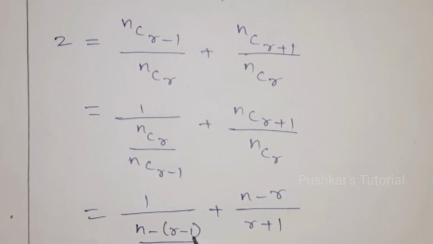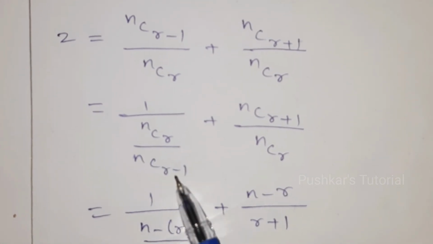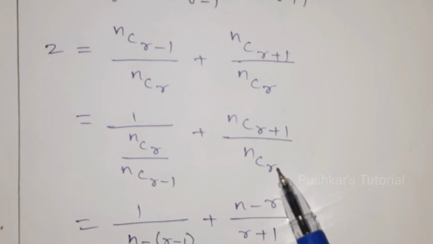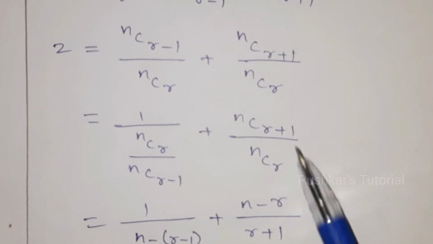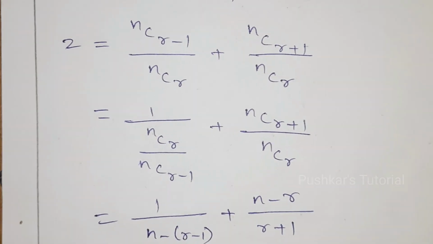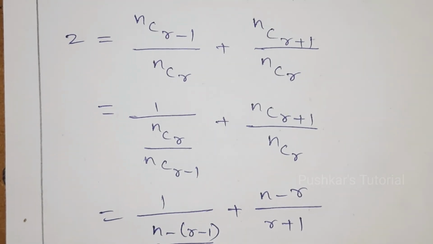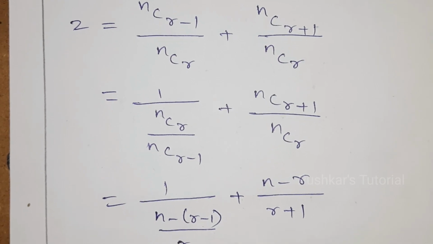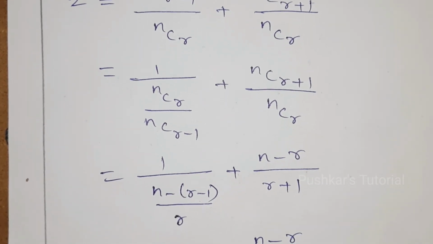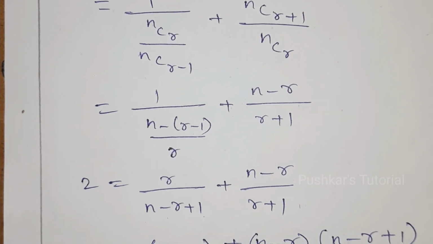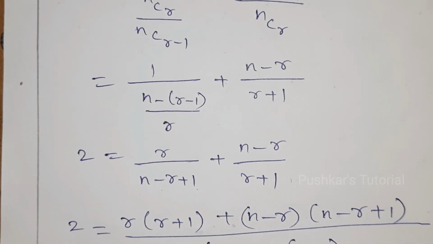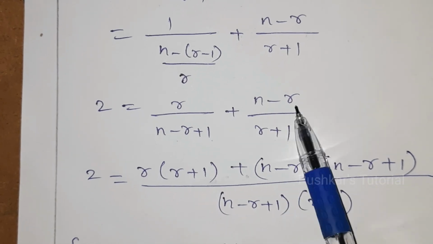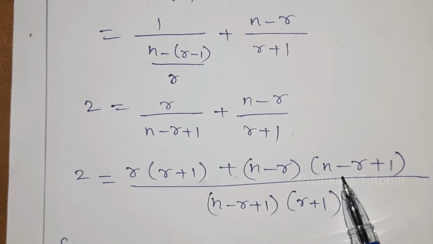So, by formula application, n minus r minus 1, the numerator will be the denominator, by r. Here also n minus, and the numerator will be the denominator. So the denominator of the denominator goes to the numerator: r by n minus r plus 1. Minus into minus is plus. So n minus r and r plus 1. Taking the LCM of the denominators and cross multiplying, r into r plus 1 and n minus r into n minus r plus 1.